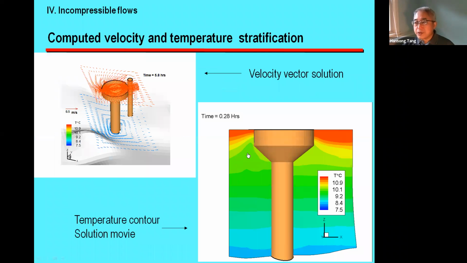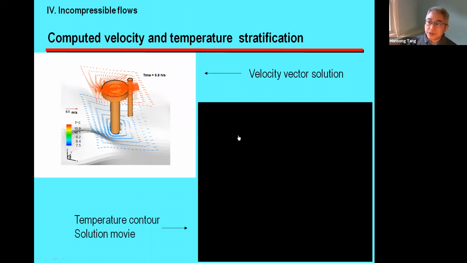Here is the computed temperature distribution. Blue is low temperature, red is warmer water. So you can see the temperature change with time. However, hot water or warm water stays on the top. So with this regard, their design is good.